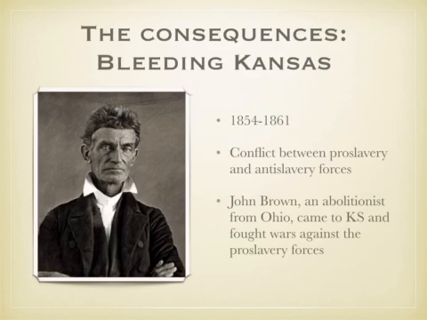So what ended up happening? After the Kansas Nebraska Act was passed in 1854, Kansas became known as Bleeding Kansas. Bleeding Kansas was a period of conflict between pro-slavery and anti-slavery forces lasting from 1854 to 1861. Many important figures actually came out of this period, including John Brown, an abolitionist from Ohio who came to Kansas with his sons and fought many wars against the pro-slavery forces.